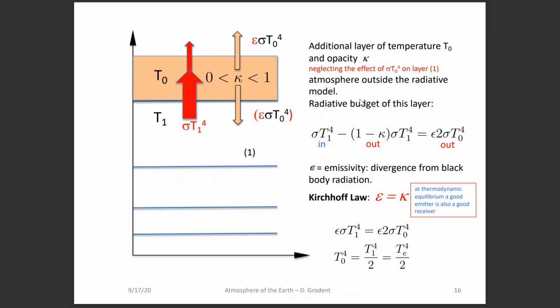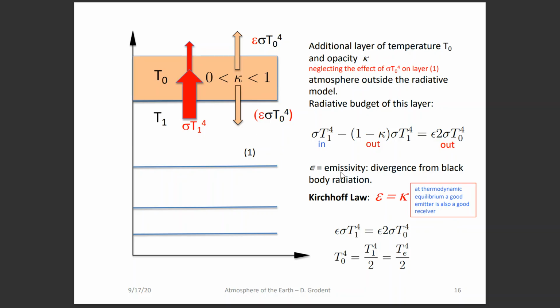what is going out is 1 minus kappa, sigma T1 to the power 4. And what is going out is epsilon 2 sigma T0 to the power 4. We can assume that epsilon is equal to kappa. Right.